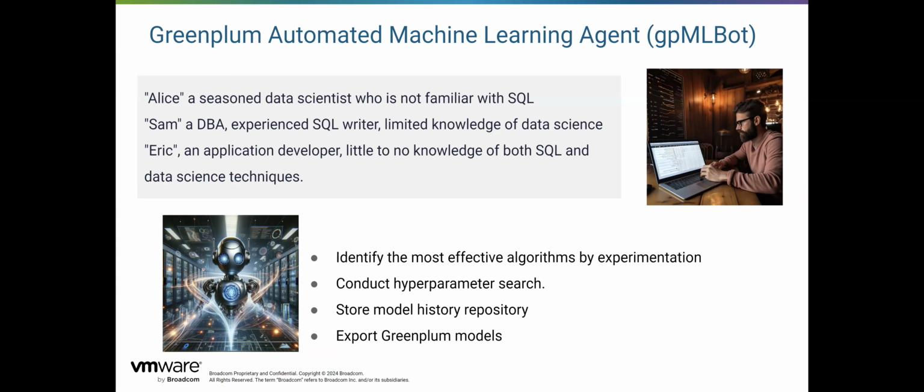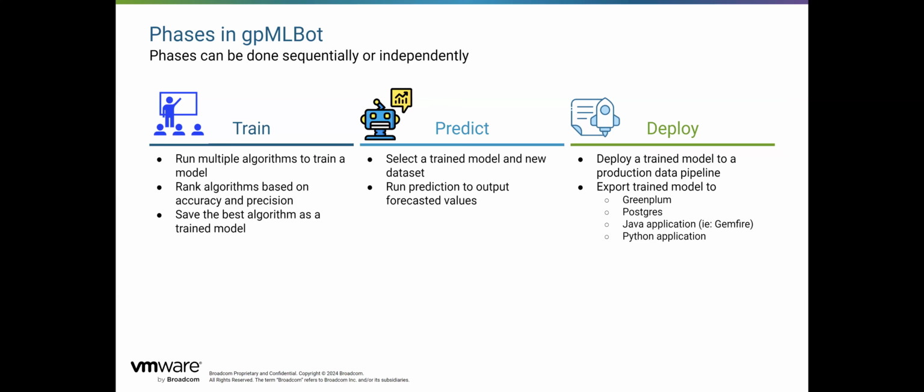Next. What GPML bot does is enable you to run multiple models. It's a CLI-based solution in the first couple of versions, and then we will develop a GUI-based solution where you can run multiple models. After running, it will give you the ranks for the accuracy and prediction of the different models and help you pick the best algorithm that you need.